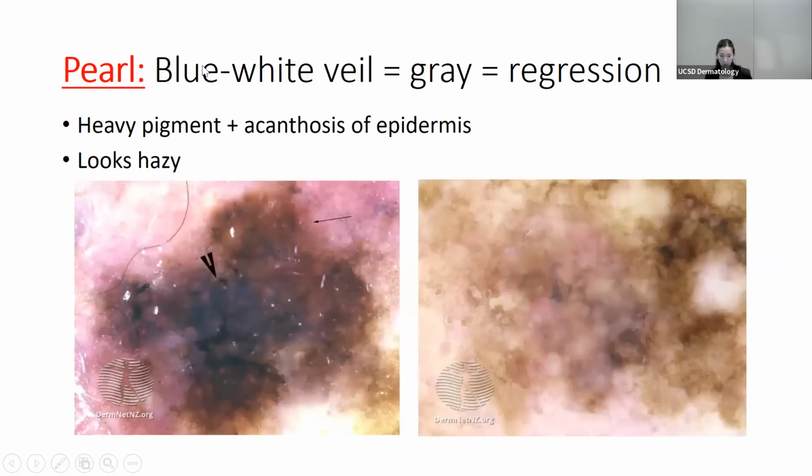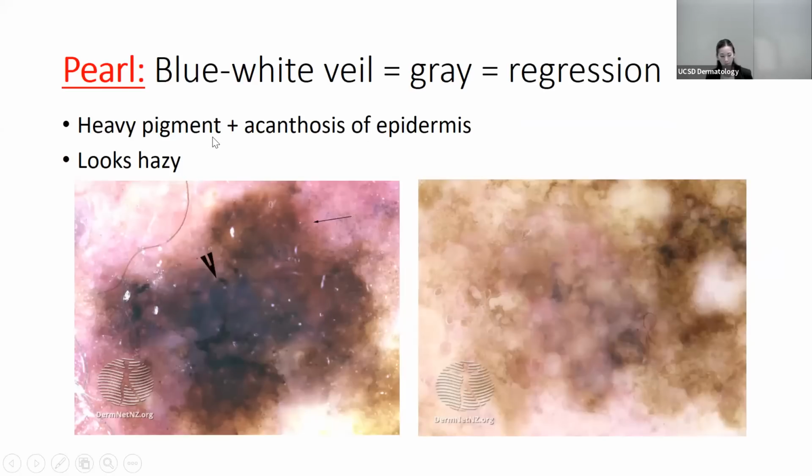Very closely related to that, obviously you guys have all heard of the blue-white veil. I'm a lumper, so I lump things together. I think the blue-white veil is exactly the same thing as gray color, which is exactly the same thing as regression. It's all very similar.